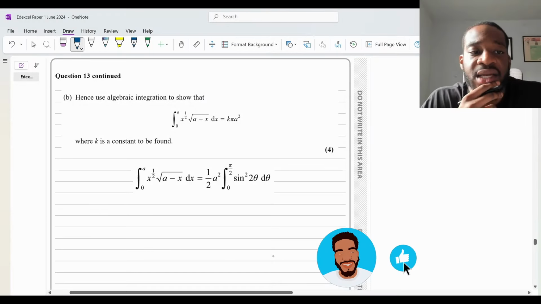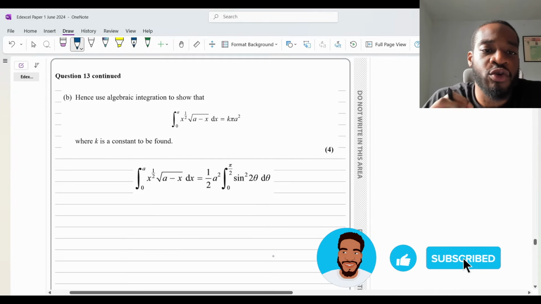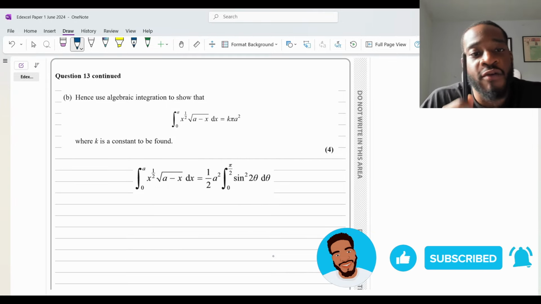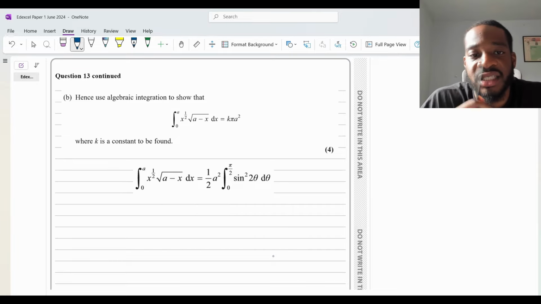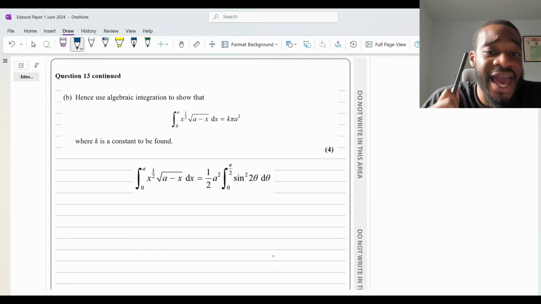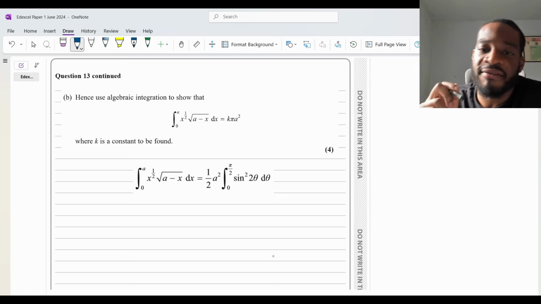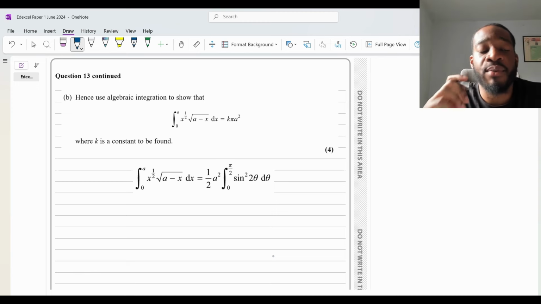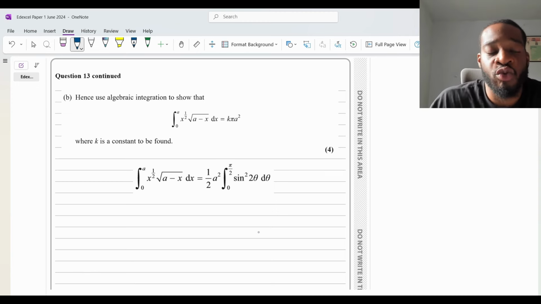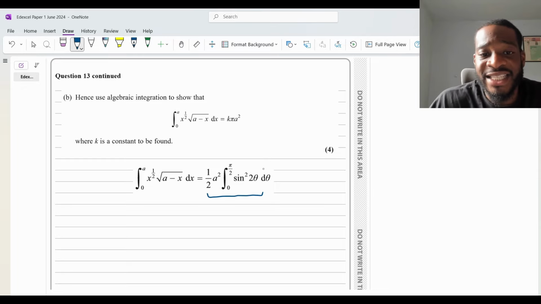Okay, so part B says, hence use algebraic integration to show that the integral between 0 and a of x to the half root a minus x dx is equal to k pi a squared, where k is a constant to be found, for 4 marks. So remember, in part A, we used substitution to rewrite this integral. We rewrote the integral as this one. So what we're going to do is integrate this.